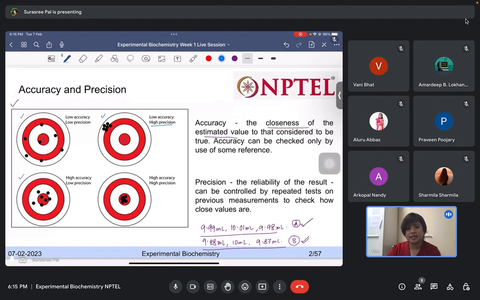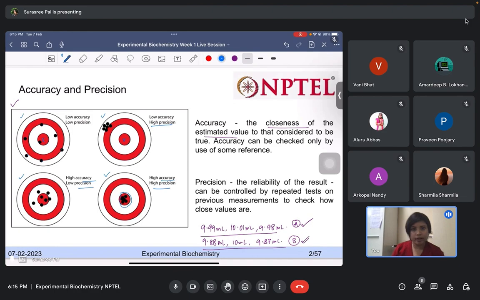Whereas here in this third diagram, you can see that these values are not close to each other, but they are close to the standard value, which is why it is a high accuracy but low precision condition. So the values are not close to each other, but they are close to the standard. And this is the ideal situation where the values are close to each other and also close to the standard or the reference. So therefore it is a high accuracy, high precision condition.